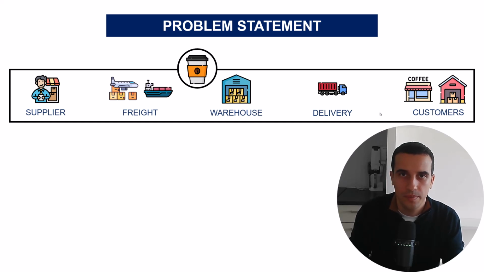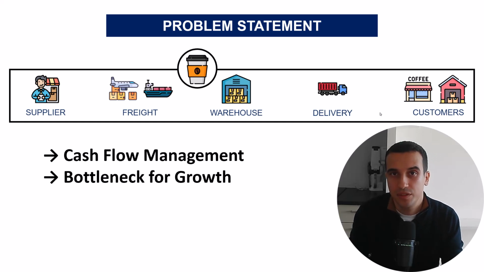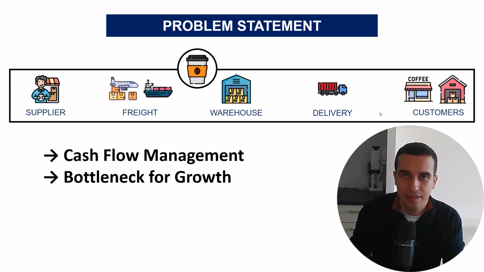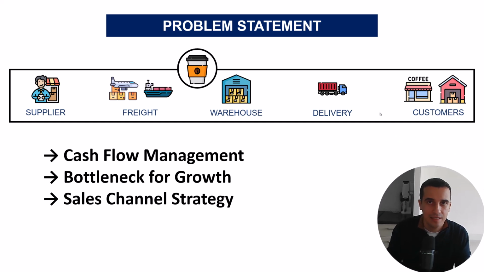So what's the problem? If I quote my friend, he would say, we don't have enough money to order more products. So this is a cash flow problem. This is the biggest bottleneck for their growth, because if you don't have product to sell, you cannot increase your turnover. And they also have a problem with the sales channel strategy. Basically, when they sell to direct customers, they are losing a lot of margin because they work with sales representatives. Let's see how we can use analytics to support them.